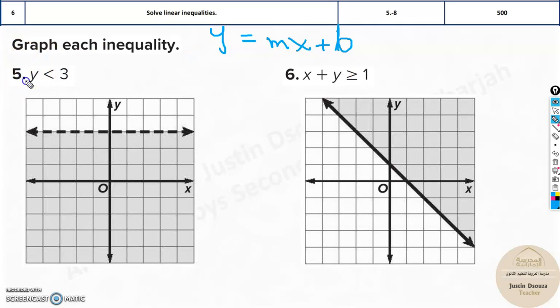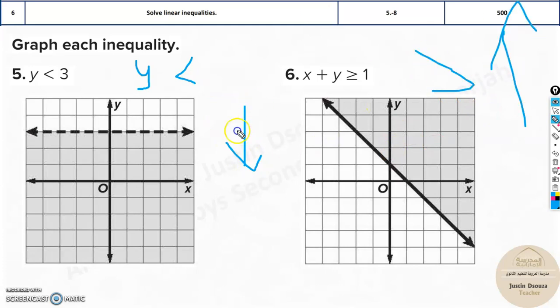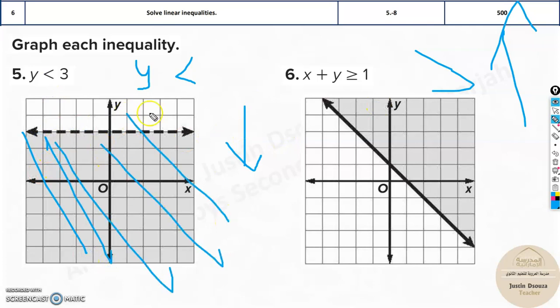First, let's look at this problem. Is it in y equals mx plus b? Yes. Y is at one side, equals 3. Now, what would be the equation? At 3 over here, you should draw a dotted line because it is less than only. But which is the solution region? Is it upwards or downwards? Now, let's look over here. Y is less than. Less than means downwards in math, whereas greater than is increasing, it will go upwards. Less than, all the region downwards is the solution region.